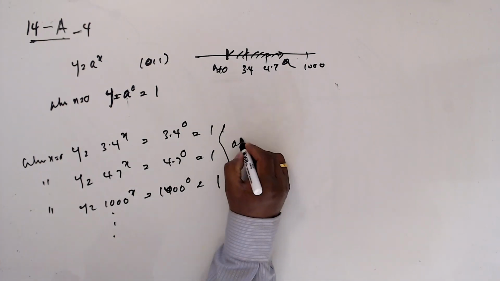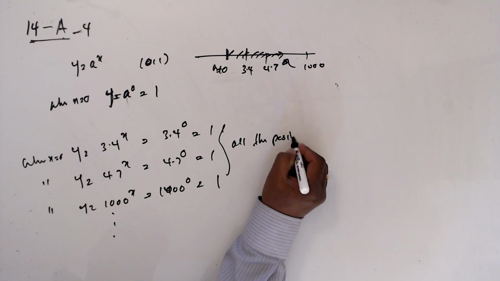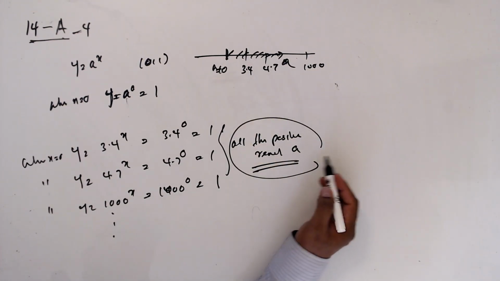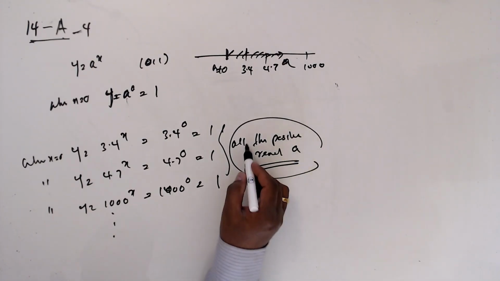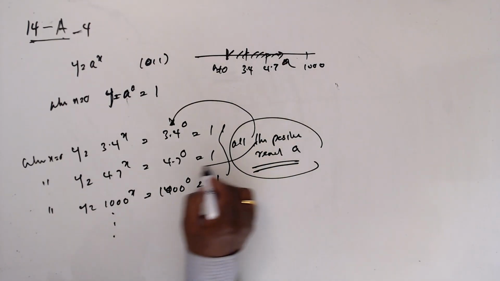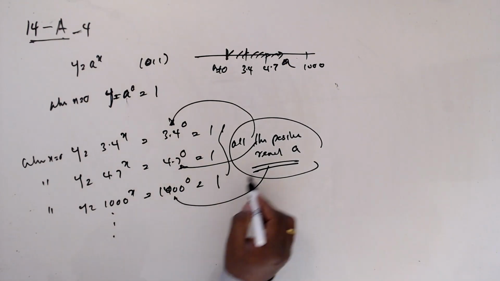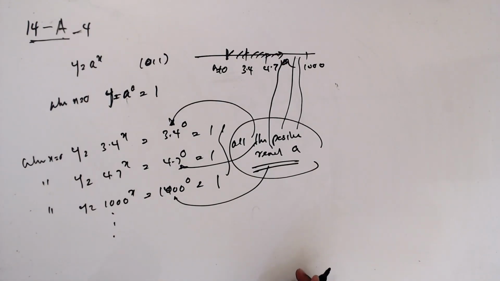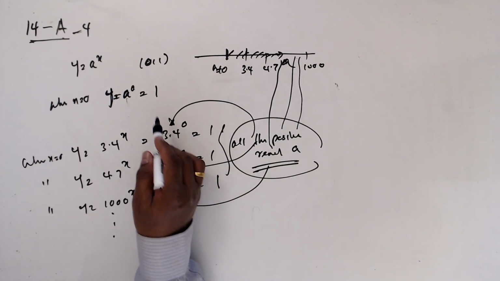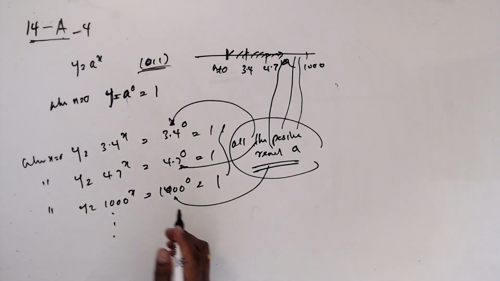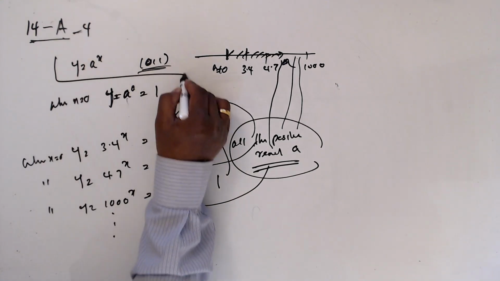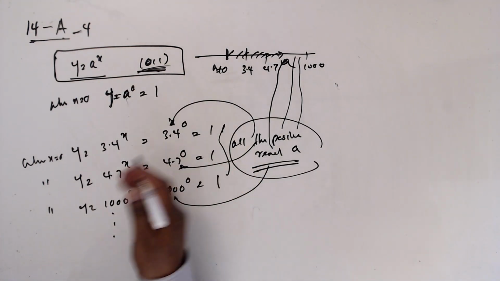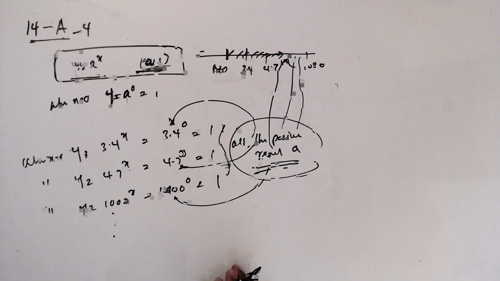Hence, all the positive real a. So how many positive real a's have I selected so far? 3.4, 4.7, 1000. Likewise, you can select the whole number line, an infinite number of numbers. They are all going through the point (0, 1). With our discussion, we said that all the exponentials go through (0, 1), so the same discussion I have to do again here.